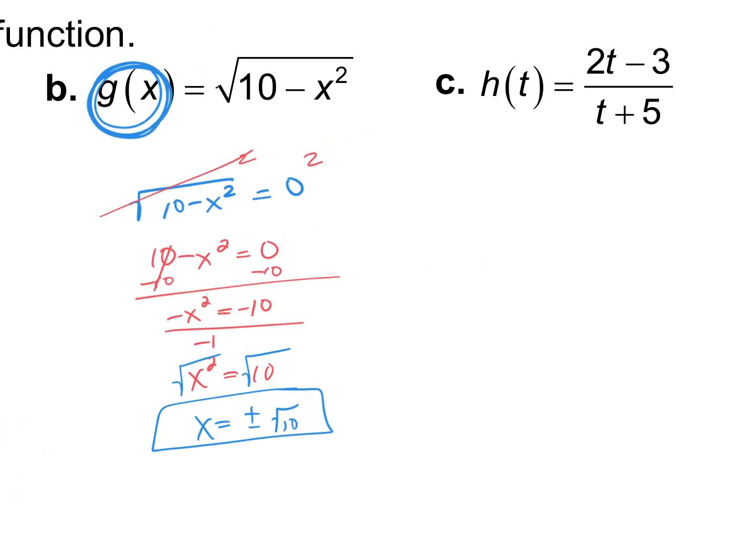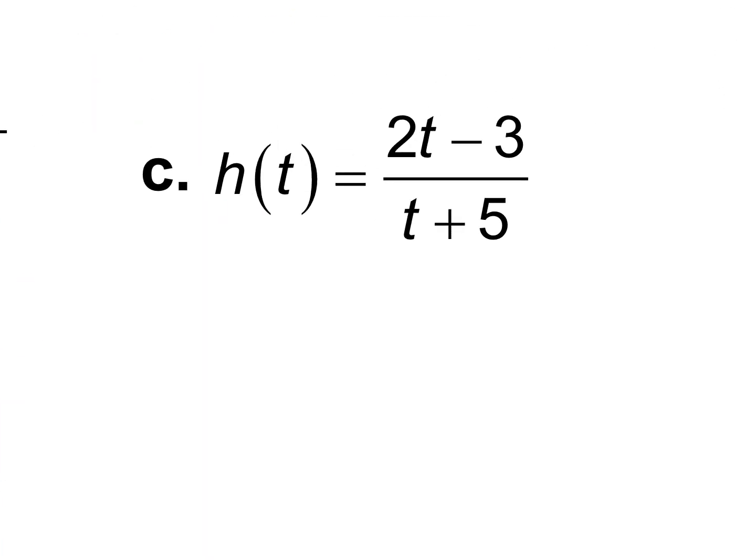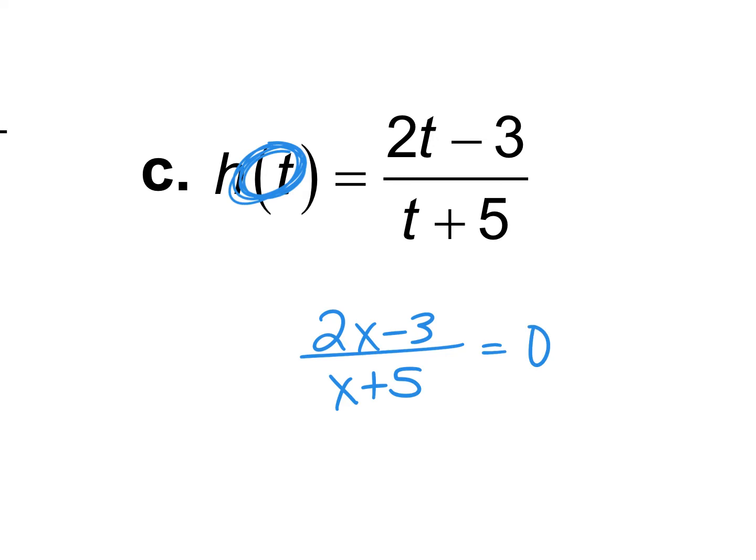All right, next one. First thing I'm going to do, h of t. Does it matter that it says h of t? No, just put in a 0. I'm going to change my variable to x's because after one step, my t becomes a plus sign and I get confused. So it's 2x minus 3 over x plus 5. At any time, if there's variables and you don't like the letter for whatever reason, you can always change it. You don't have to ask.